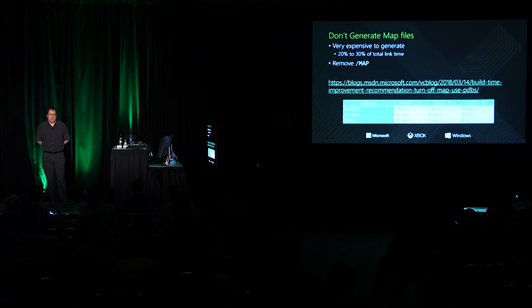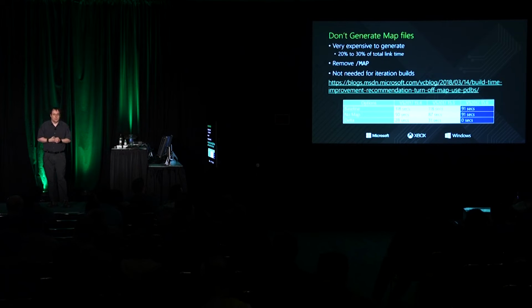So basically, if you have /map on your link step, remove it. You'll save yourself a lot of time. Again, for your day-to-day iteration work, you've already got the debugger. It's got the symbols from the PDB. Even if you're working on a console, again, the debugger has the PDB. There's no reason to process that map file on the code itself. The blog post there is from the Visual Studio team, and it pretty much says the exact same thing, but also gives you some more tools to help you figure out how to use what we call the debug interface access SDK, or DIA, to process the PDBs yourself.